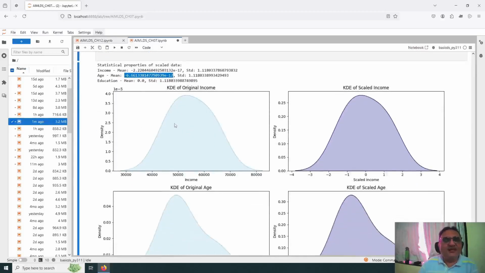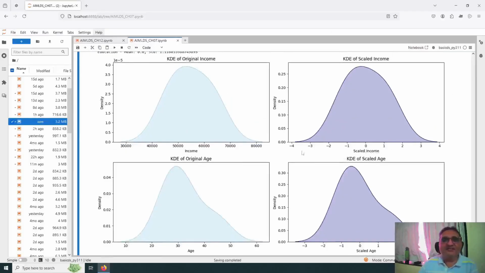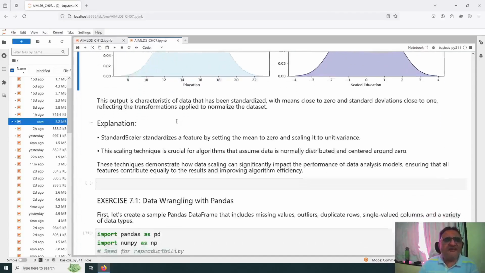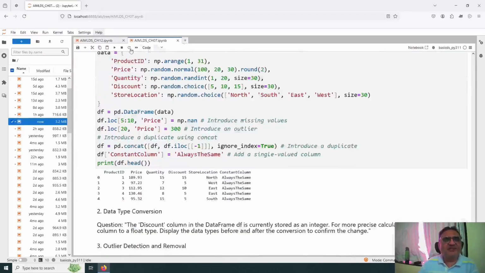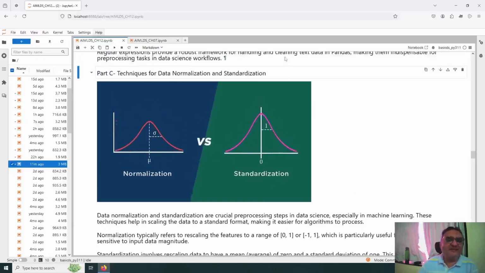So this was the KDE of the original data frame before applying standard scaling, and this is the KDE of the scaled data frame. Mean is 0 and standard deviation is 1. We did a lot of detailed discussion, so please refer to that chapter also. Now here I am just quickly revising. Normalization is this thing and standardization is this thing.